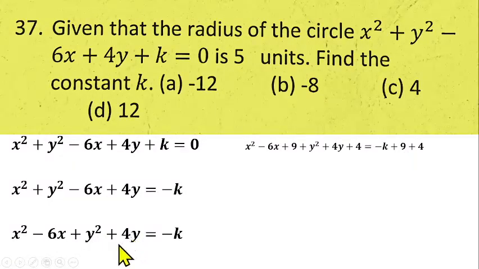Then come here again, you complete the square of this y as well. Half the coefficient of y, which is 4, and square it as well. If I have 4, that gives me 2. Then I square it, that gives me 4. So plus 4, then plus 4.